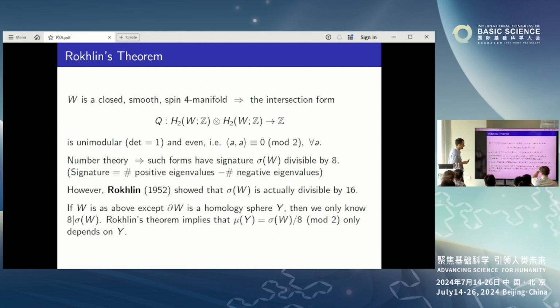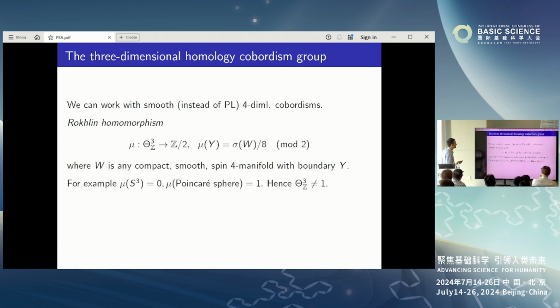So the value of sigma mod 8 is just mod 2, just depends on the 3-manifold. So then we get an invariant of the 3-manifold, which is the Rokhlin invariant, or the Rokhlin homomorphism. It turns out it descends to a map on this homology cobordism group, theta 3Z. It's just the signature divided by 8 of a 4-manifold with boundary Y. You take that mod 2. Okay, so you can show it's well defined, and you can show that it is non-trivial.